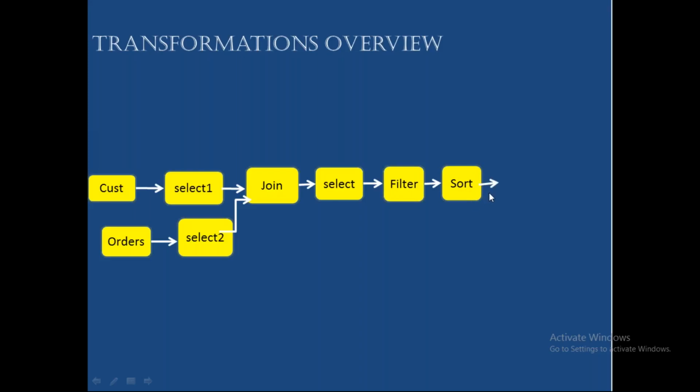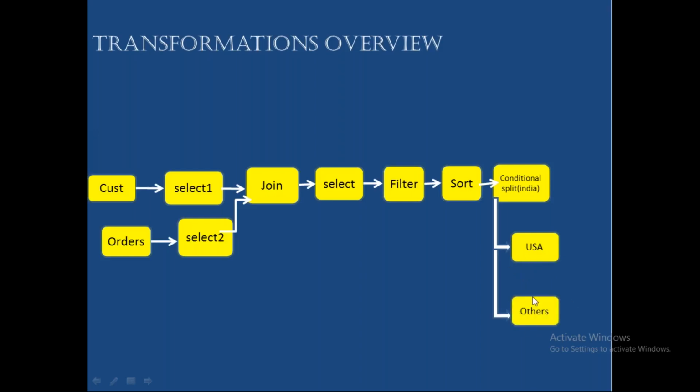After sorting, I will apply a conditional split. Let's say India records go in one flow, then I put one more condition: US records should go in this flow, and UK records or any other records should go in this particular flow. All India records I will write into one folder, all US records into another folder, and all UK and other records into another folder. So something like that, this is how I'm going to design our data flows.